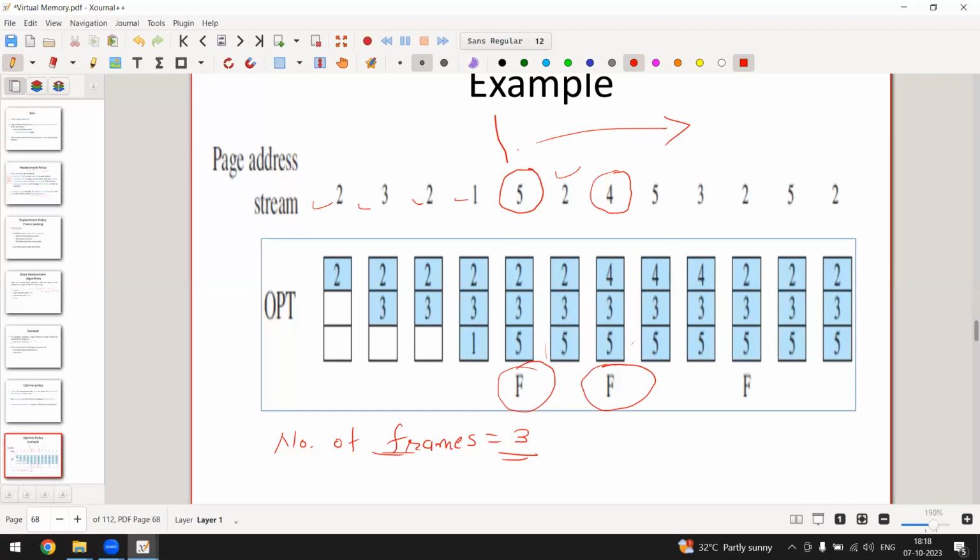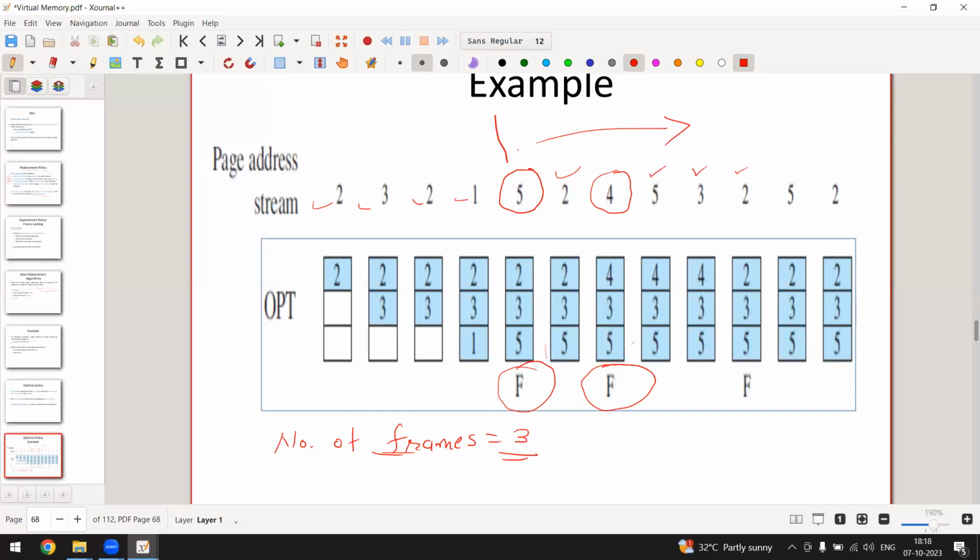So I have to look at the future again and determine which page I have to swap out, 2, 3 or 5. If you look at the future, 5 is referenced in the very near future, then after that 3 is also referenced. 2 is referenced relatively late. So what you have to do? You have to swap out 2, right?